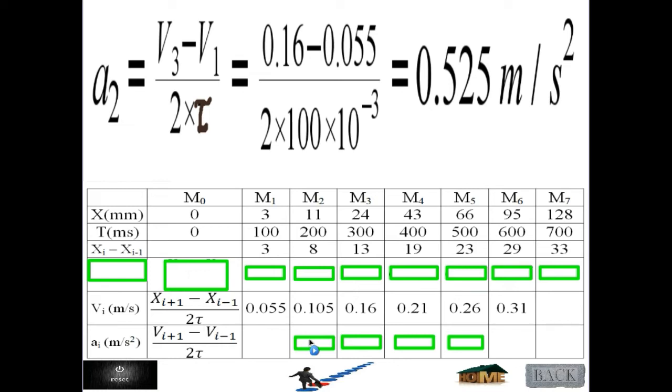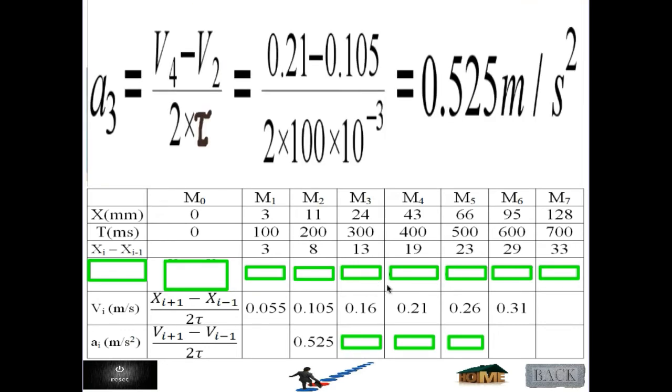Now you should take care about the millisecond of the time of the 2 tau. Because we don't have any milli in the numerator, we should keep the milli in the denominator as 10 to the power minus 3. Here, 0.16 minus 0.055 over 2 tau, 2 times 100 times 10 to the power minus 3, gives the answer 0.525. Okay, A3 is V4 minus V2 over 2 tau, which gives 0.525.